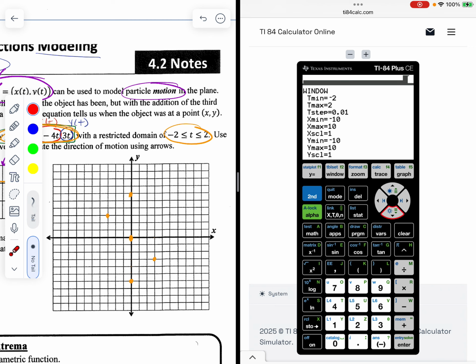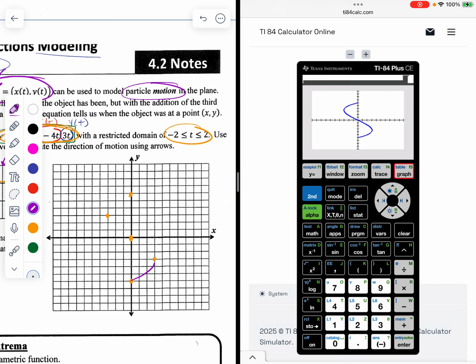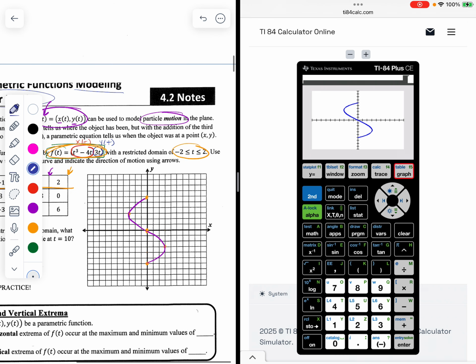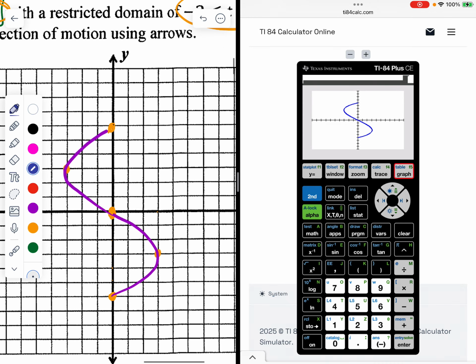If I hit graph now, we actually see that it sketched the graph for you. We started from the bottom here, and we went up and over in a nice, cute curve, okay? I'm going to go over that and show the direction. So remember, we started here. We're going to put this on the graph this time, showing the direction that it's going.